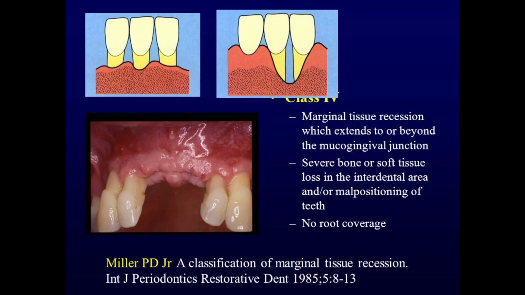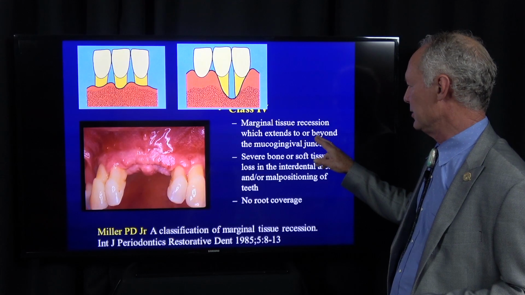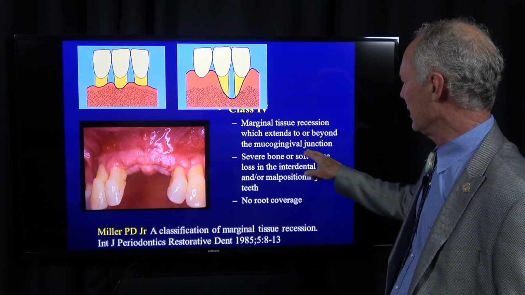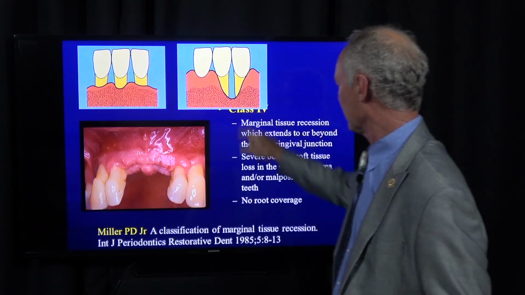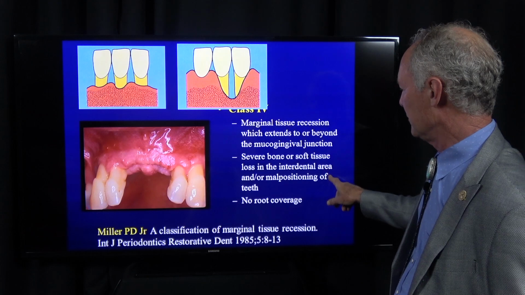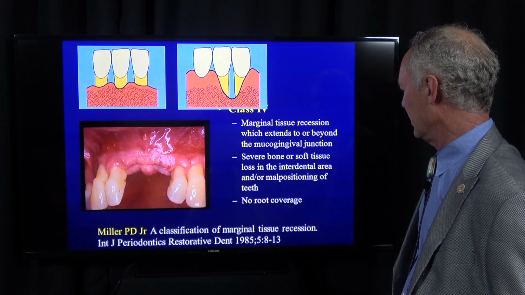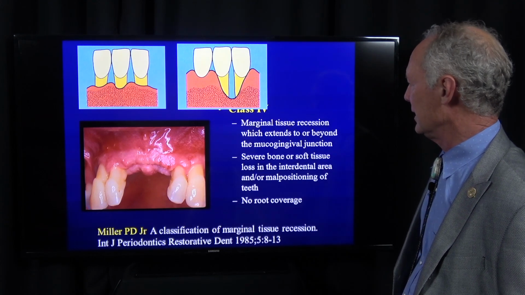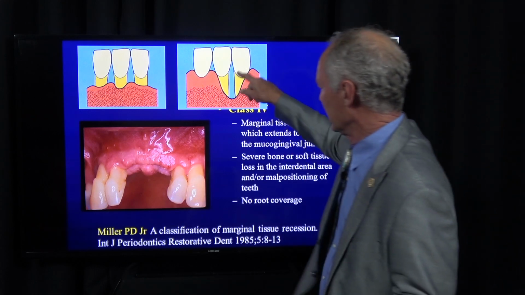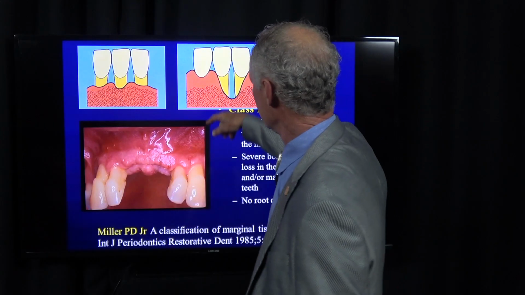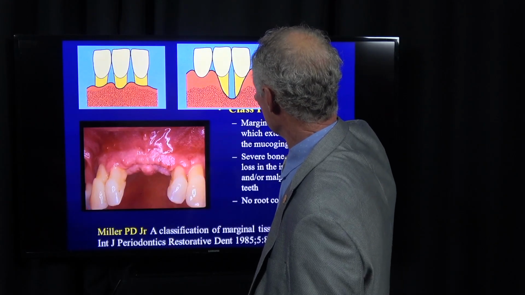In class 4, marginal tissue recession extends to or beyond the mucogingival junction. Here's the mucogingival junction. There's severe bone or soft tissue loss in the interdental area and/or malpositioning of the teeth. So we're not expecting any root coverage because we don't have any bone. You've got to have bone to get root coverage. You have to have bone up to the level that you want the root coverage.